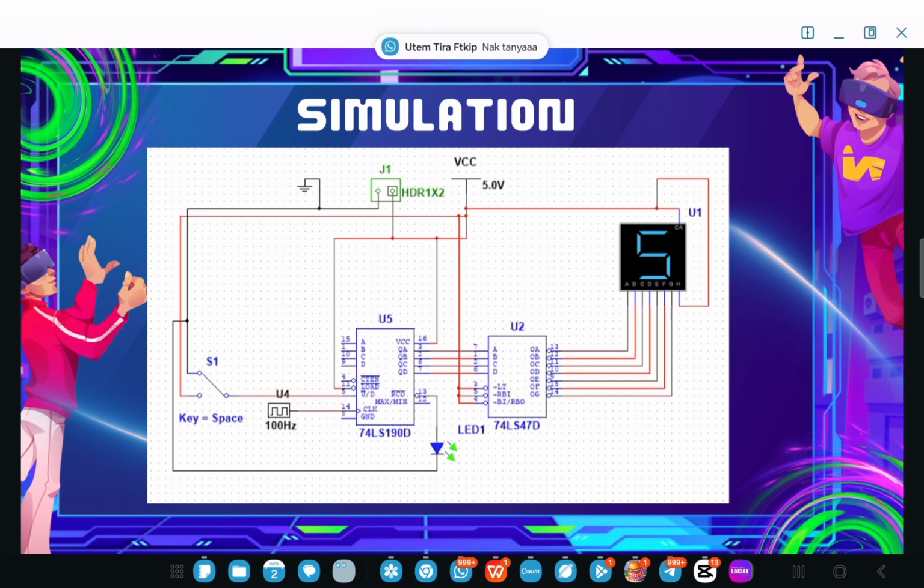So now we can see how the circuit works in the simulation. It counts 0 to 1, 8 to 9, then reverses back to 0 again.